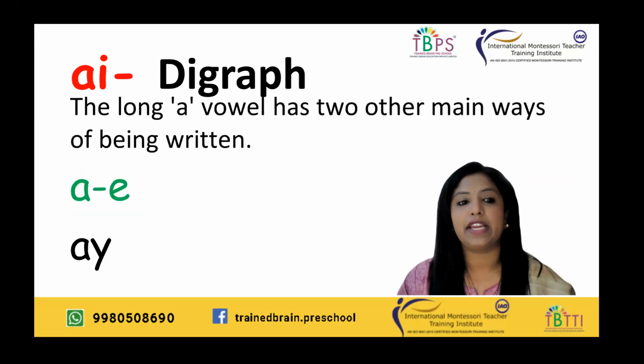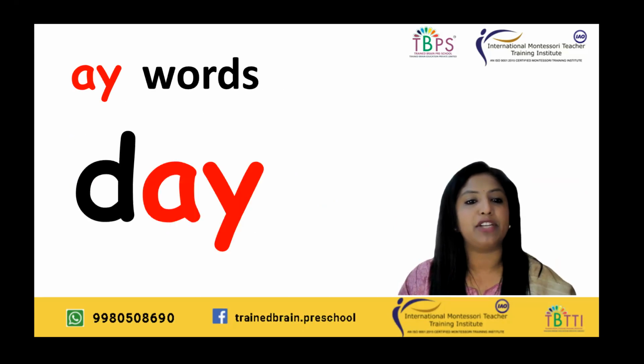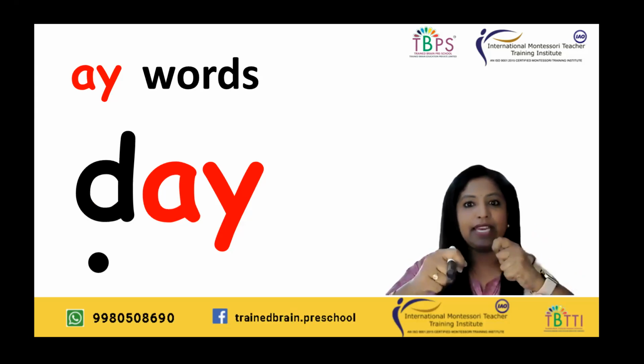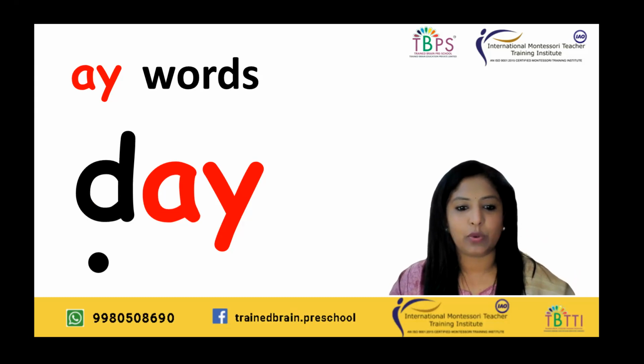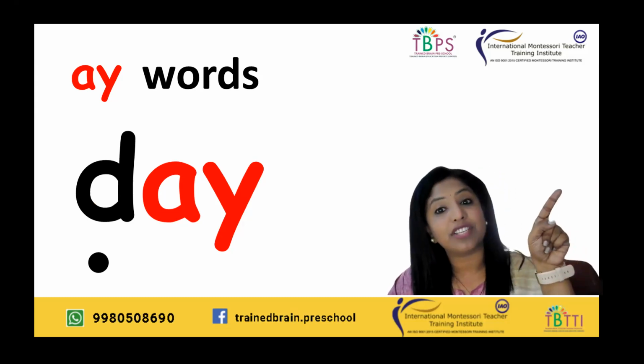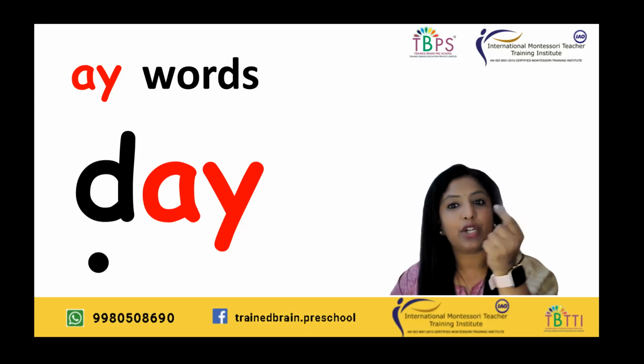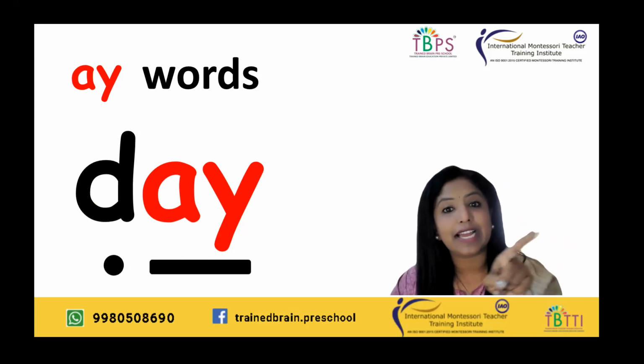Now, the second digraph which I have for the same combination is A and Y being together. Like when I have words like this, the first sound is D. And then the A, Y combination is again my A. So A. What do I do? I put a dash because they are together. So the child should learn that.